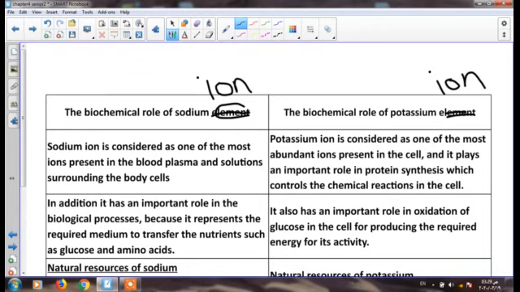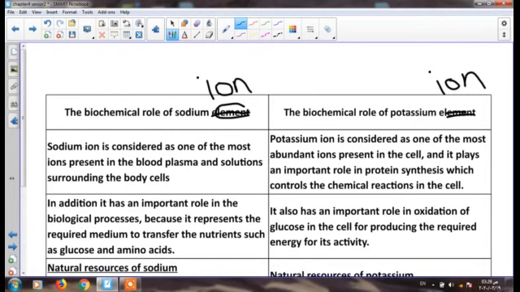The biochemical role of sodium and potassium ions. Sodium ions are among the common ions present in the blood plasma and the intercellular fluid in the body. Potassium ions are among the common ions present inside the living cell.